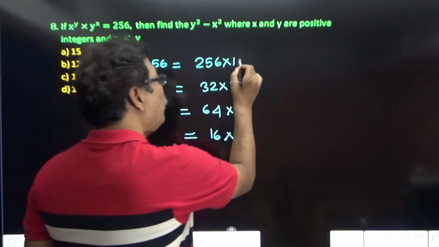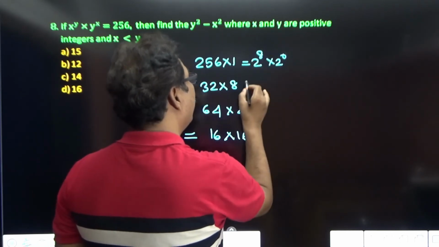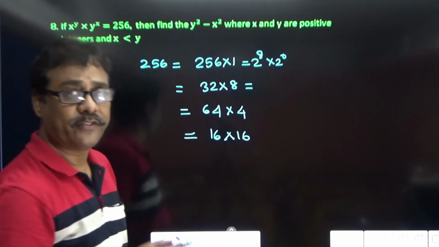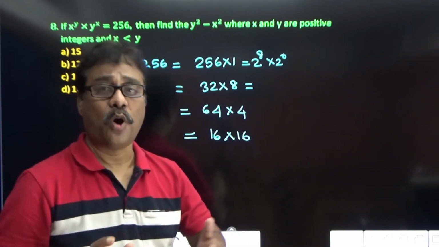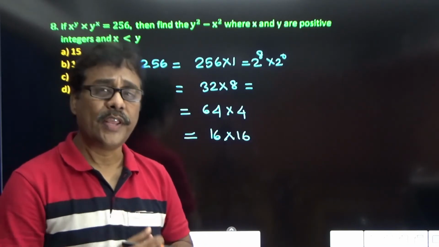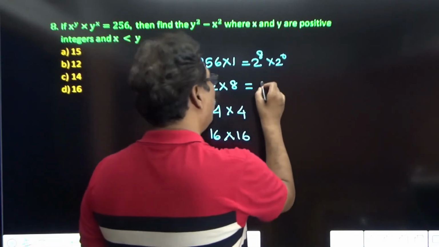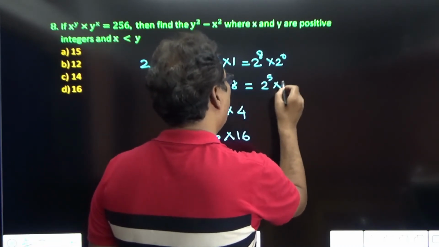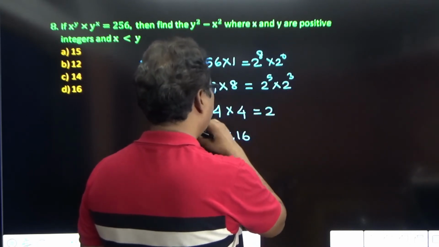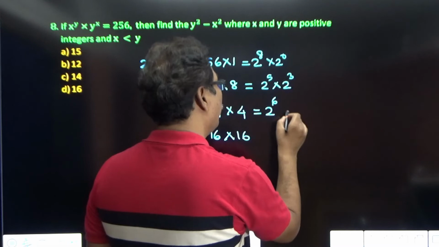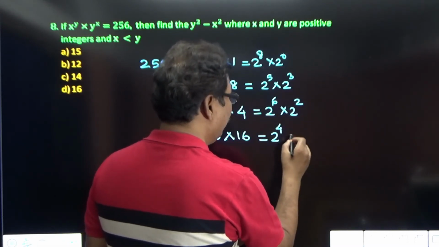This will be 2 to the power 8, and this will be 2 to the power 0 in the form of prime factorization, that is, in the form of prime numbers, that is 2, 3, 5, etc. Alright, so it will be 2 to the power 5 into 2 to the power 3. This is going to be 2 to the power 6 into 2 to the power 2. Now this is going to be 2 to the power 4, and this is also going to be 2 to the power 4.